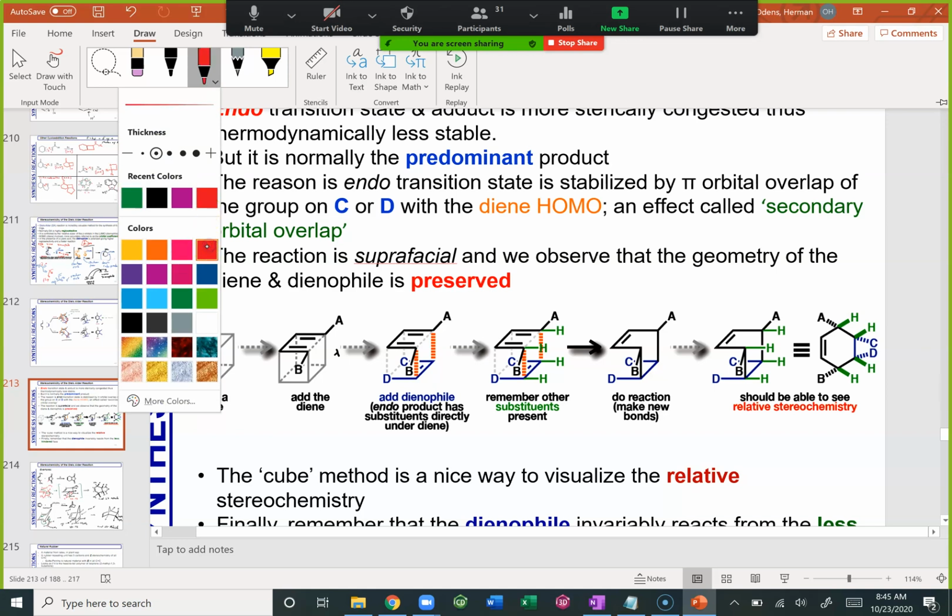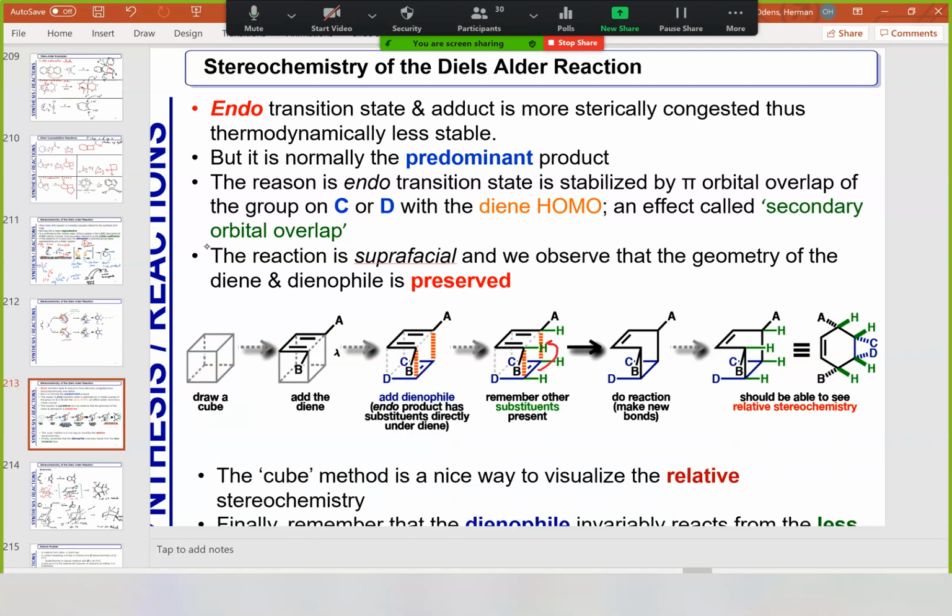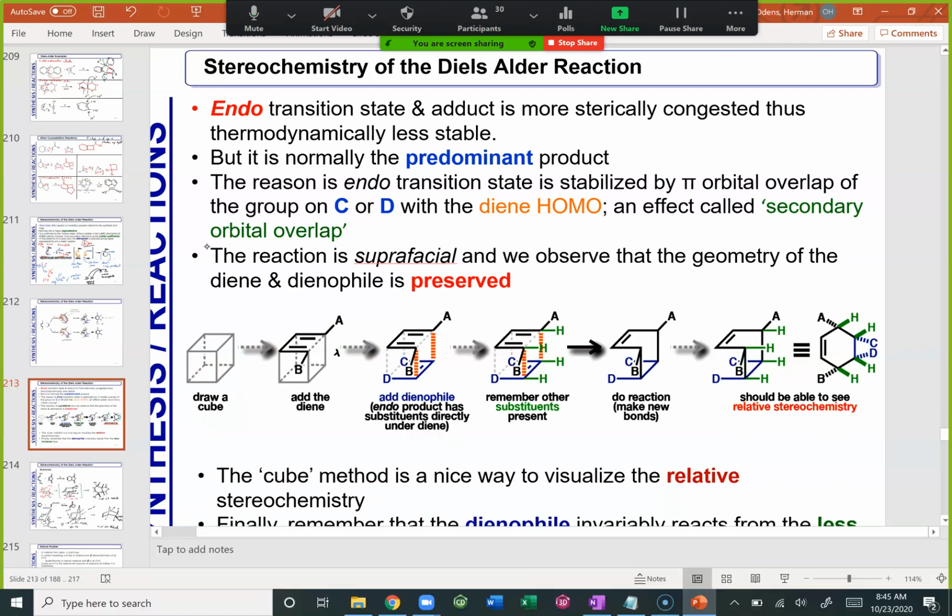Yeah, let's use red. This double bond will make this double bond here will make that bond dotted. This one will make a pi bond there, and this one will break and make that bond there in red. And now you have, these are your new bonds. 1, 2, 3. That's what you made.